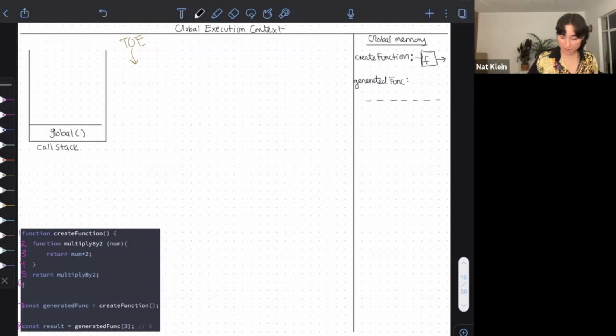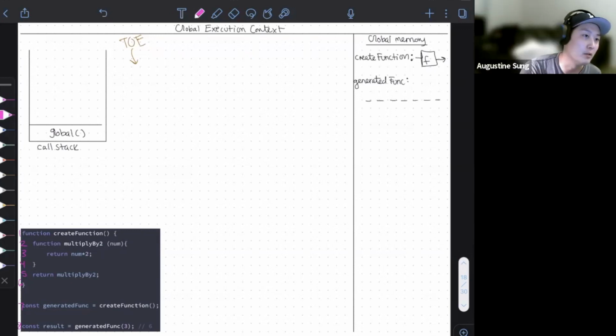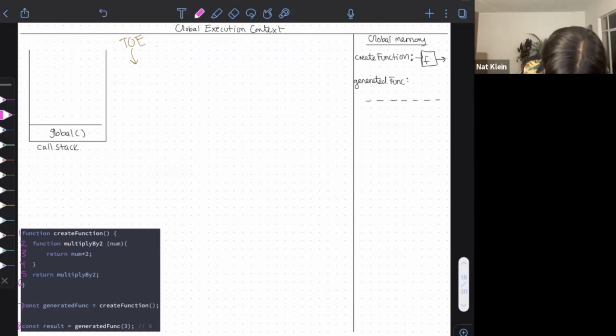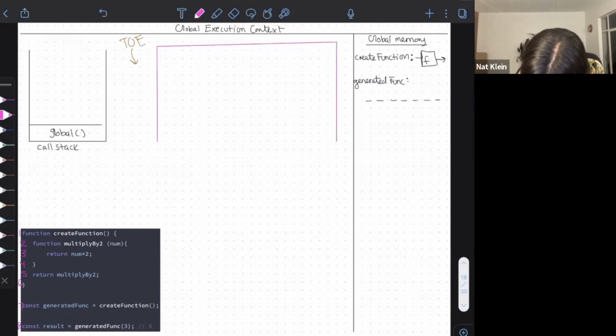So yes, we are going to invoke this function, create function. And so where is this function running going to happen? What do we open up, Augustine? We're going to open up a new local execution context. Yep. And in this local execution context, we have our local memory.